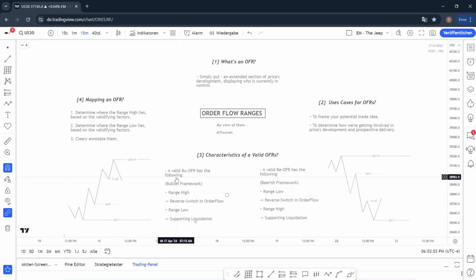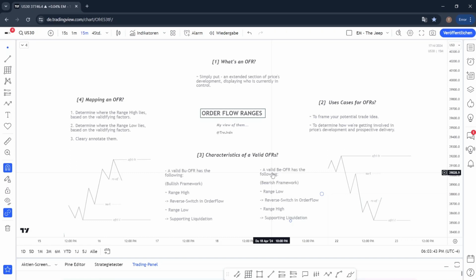I'd most likely make a short video in the future explaining these two concepts in great detail. And you could honestly think that for a bearish framework it will more or less be the same, but opposite. The range low is confirmed, or the validifying factor for the range low lies within where the reverse switching order flow is, and the range high is validified by the actual support and liquidation, or where it lies, so to speak.